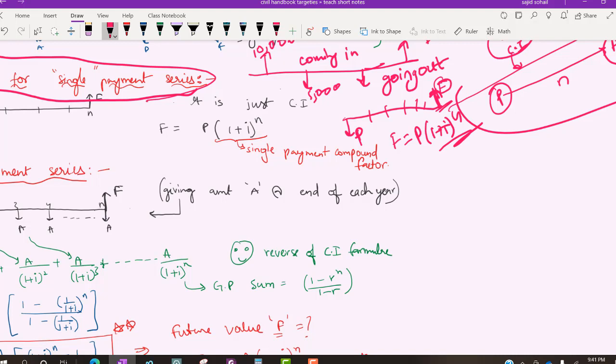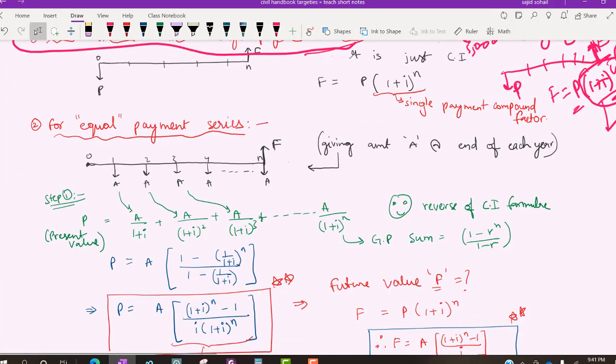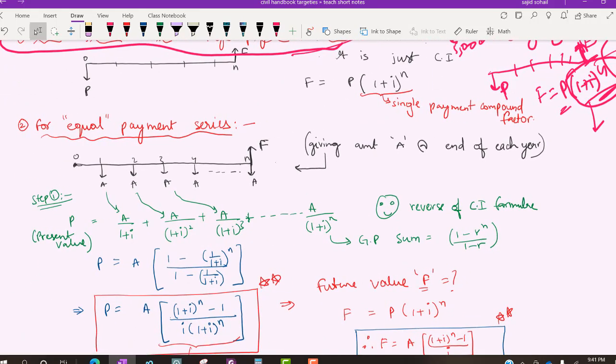Whichever factor you are multiplying with the present value, I am calling it the single payment compound factor, right? Single payment compound factor because it is related to a single payment. You make payment only once, and how much will be your future money? That will be F is equal to P into (1 plus i) to the power of n. Compound interest formula. That's it.